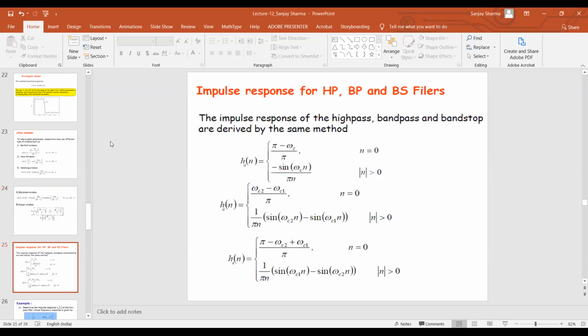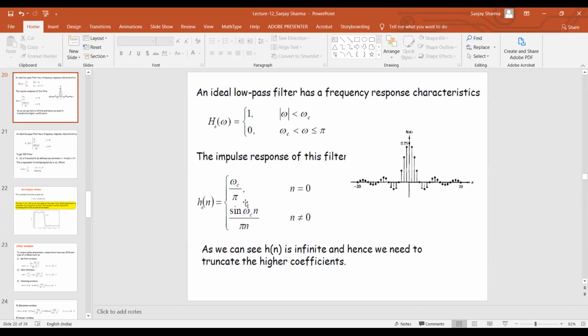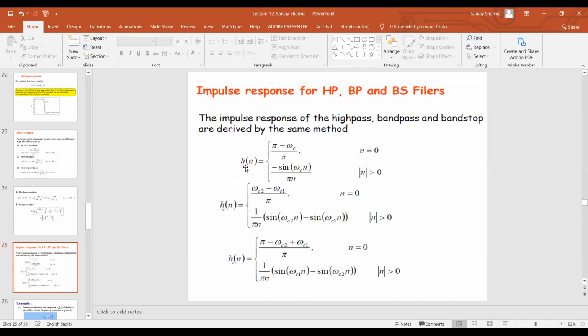Now I took the case of the ideal low pass filter. Let us take the case of the high pass filter, band pass filter, and band stop filter. What I did was I took the impulse response of a low pass filter, but I will have to design other filters also. So this is the HD. The first formula is the impulse response of the high pass filter, the second is for the band pass filter, and the third is for the band stop filter. These are the infinite impulse responses.